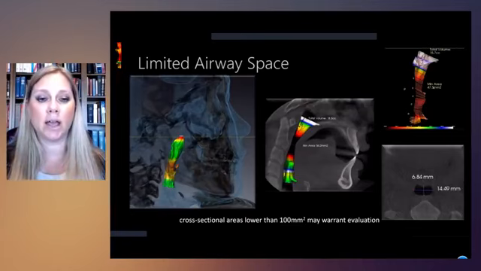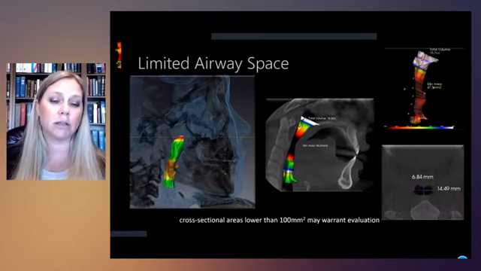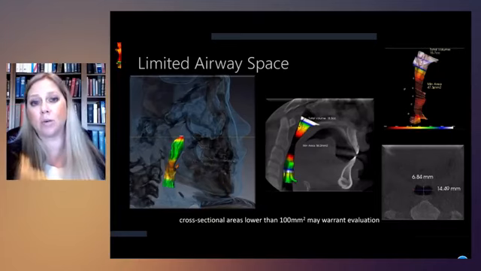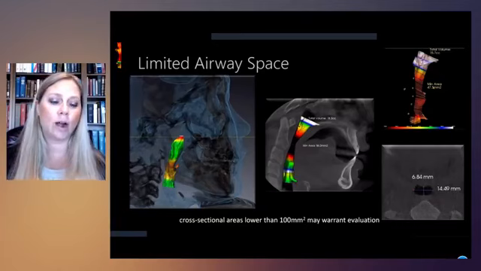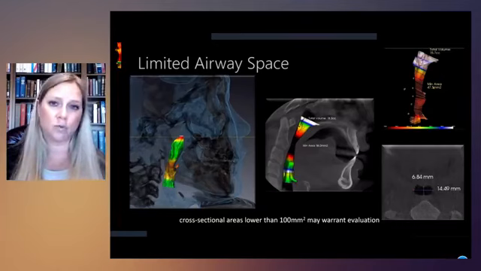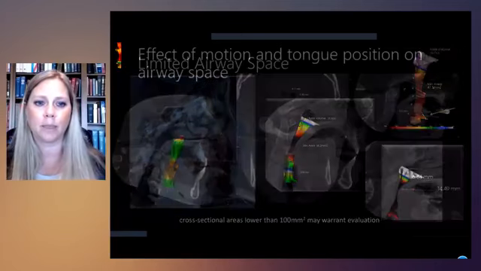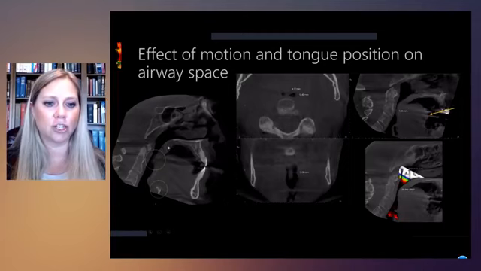We can go ahead and segment out the airway space. We can look at a limited airway space. If the cross-sectional area is lower than 100 millimeters squared, we may go ahead and tell the patient we have a limited airway space. We are not diagnosing obstructive sleep apnea. However, we are able to tell the patient you have a limited airway space, which opens us up to a conversation with that individual to see if maybe they also have symptoms and will need to be referred for a sleep study. Now we can see motion. So if the patient is swallowing, we have a nice arc to the soft palate.